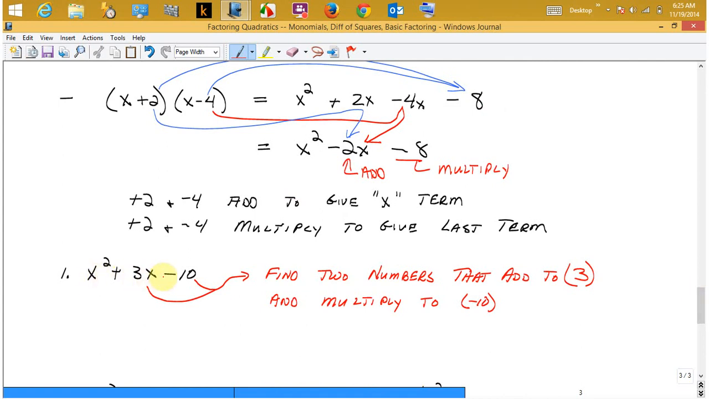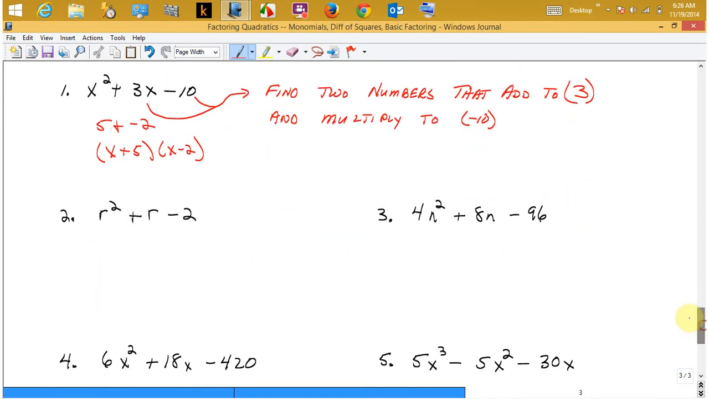Here's a quadratic expression, and it's a trinomial. So I'm going to ask, what numbers add to 3 and multiply to a negative 10? That would be the numbers 5 and a negative 2. So I can write my factors: x plus 5, x minus 2. Let's look at another one.